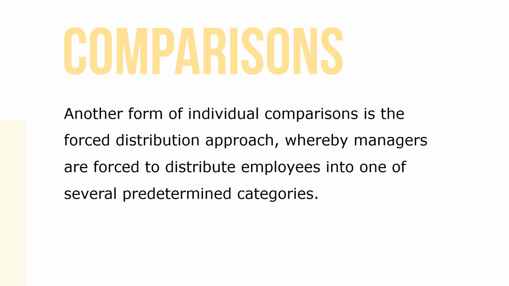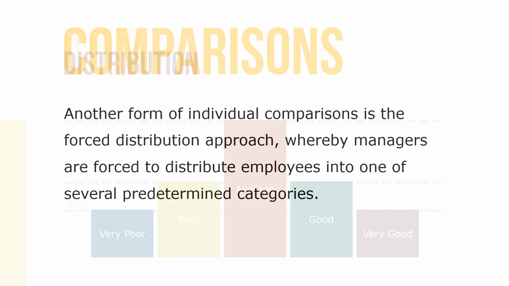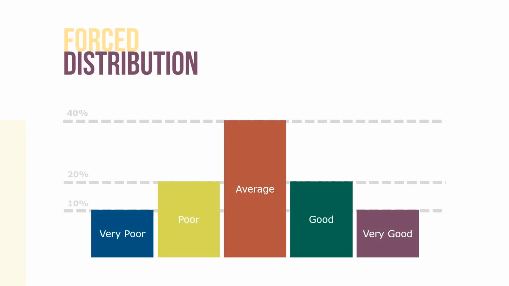Another form of individual comparison is the forced distribution approach, whereby managers are forced to distribute employees into one of several predetermined categories. This figure shows an example of forced distribution. In this example, a manager would be required to rate 10% of his employees as very good, 20% as good, 40% as average, 20% as poor, and the remaining 10% as very poor. Thus, if the manager had 100 employees, she could only give 10 of them very good ratings.